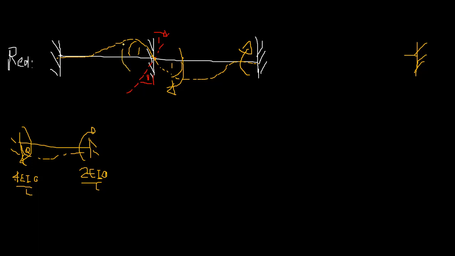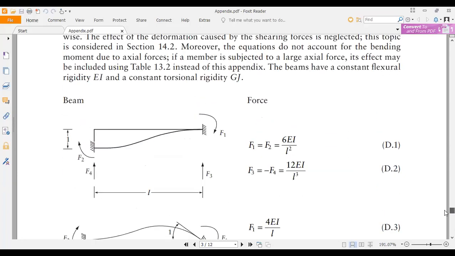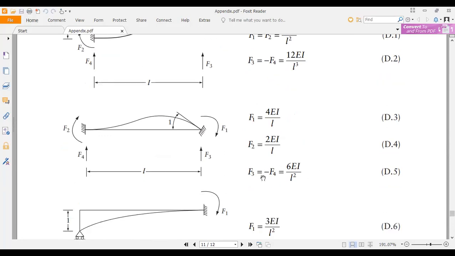If you apply it like this, you can even consider the reactions as well. I can easily take it from the appendix. So here, can you see? The bending moment is going to be 4EI over L, and at the far end it's going to be 2EI over L. Why? Because the carryover factor is half. And the vertical reactions are going to be 6EI over L squared.